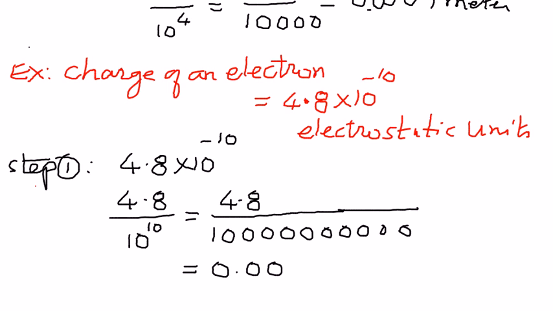0.1, 2, 3, 4, 5, 6, 7, 8, 9, 10. This is the way we can express 4.8 times 10 to the power of negative 10 in regular format. So this is the way we can convert from regular notation to scientific notation, and from scientific notation to regular notation. In my next presentation, we shall look at some more examples related to scientific notation.